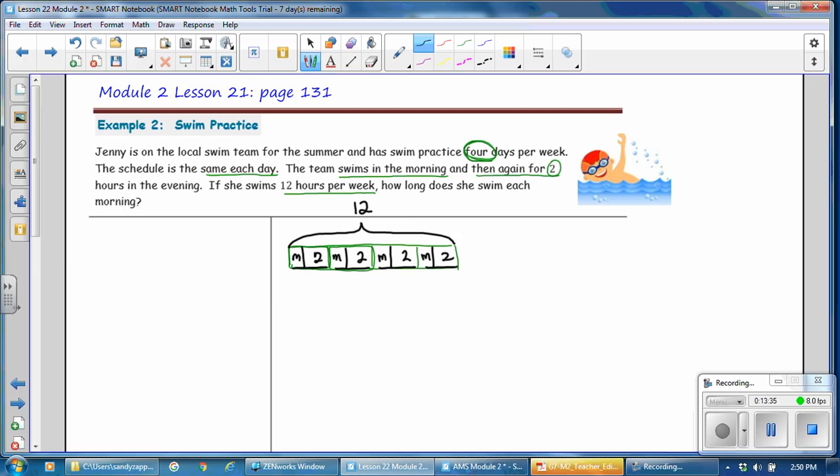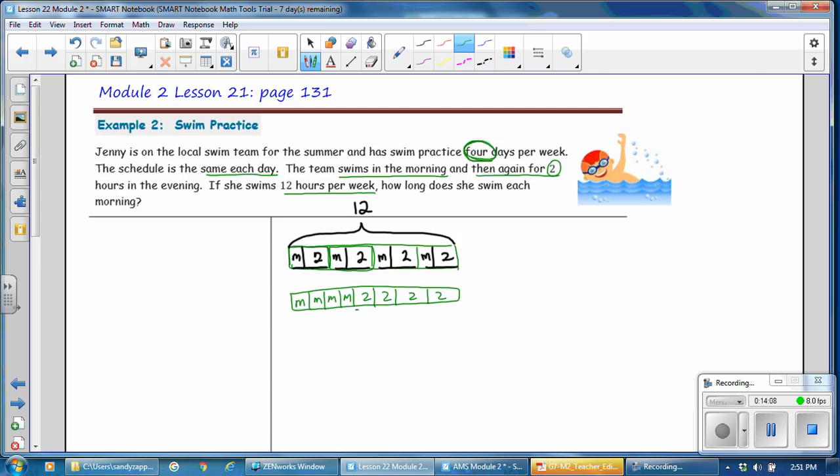So the next thing that I want to do is figure out how many of the hours in the 12-hour week are for the evening. So I'm going to reorganize my bar and put all the mornings together and then all of the evenings together. So it needs to be the same length. And then we'll have morning, morning, morning, morning, 2 hours, 2 hours, 2 hours, and 2 hours. So I'm just going to reorganize this. Mornings, and then 2 hours, and those are the evening.